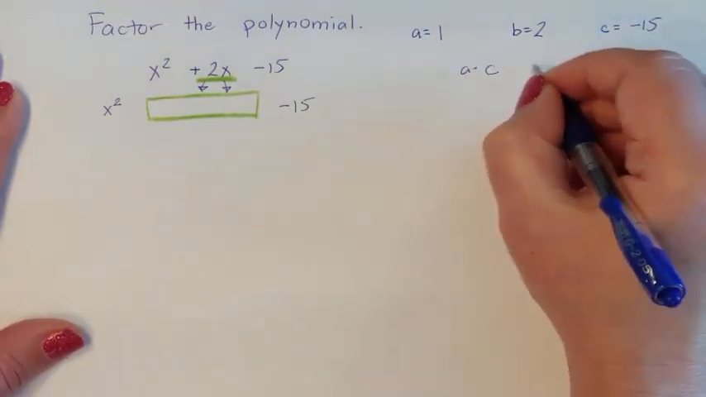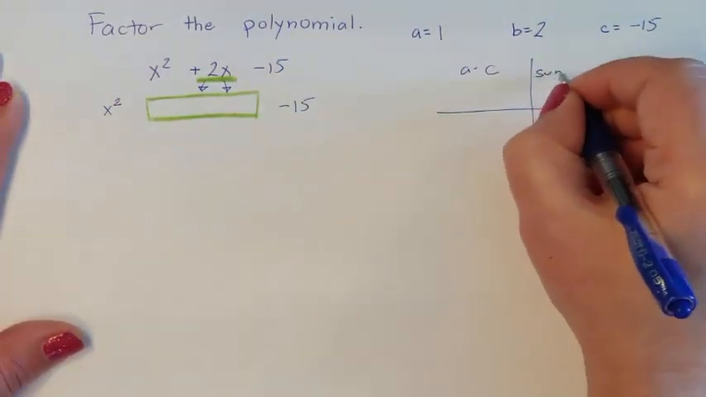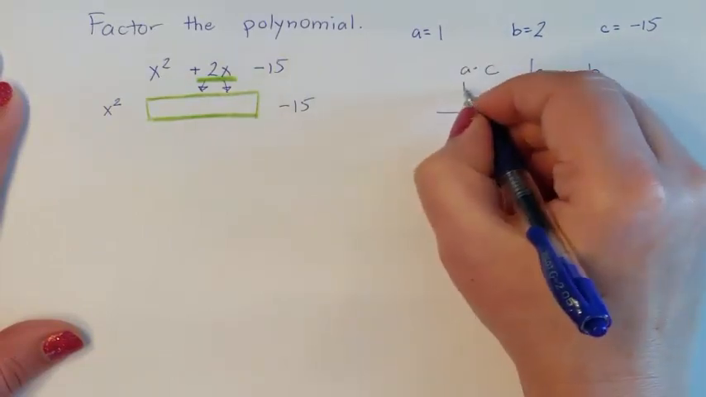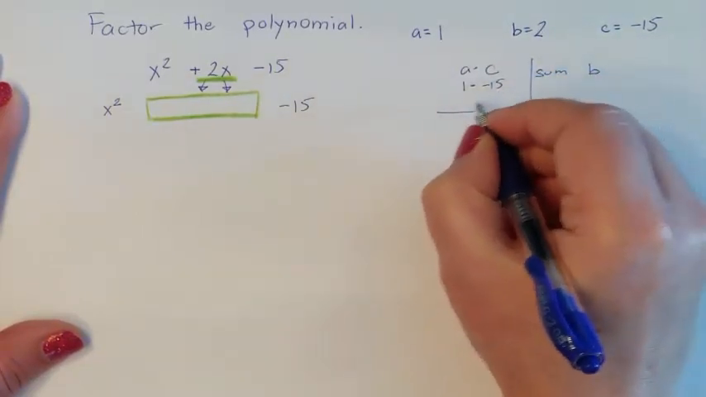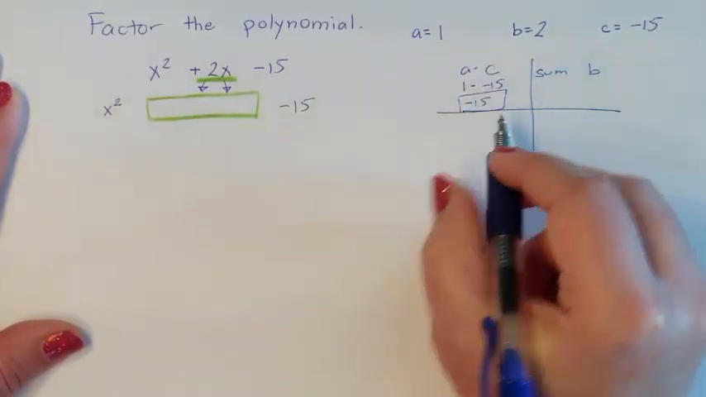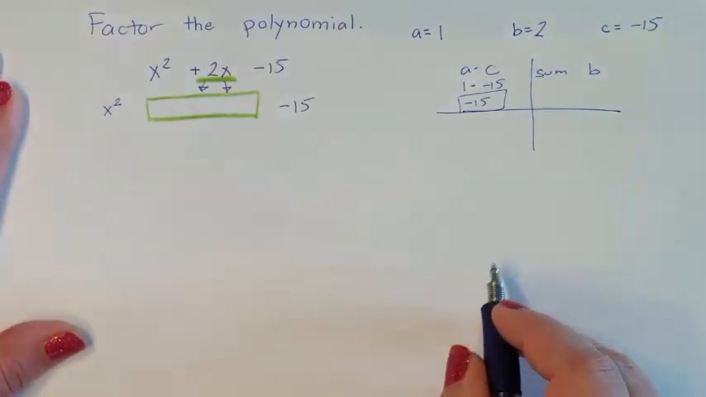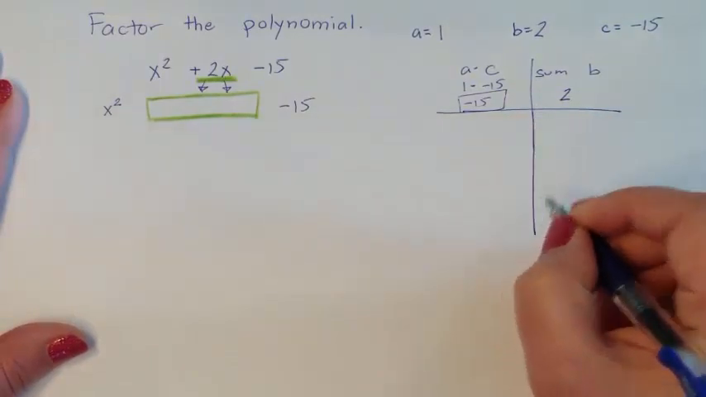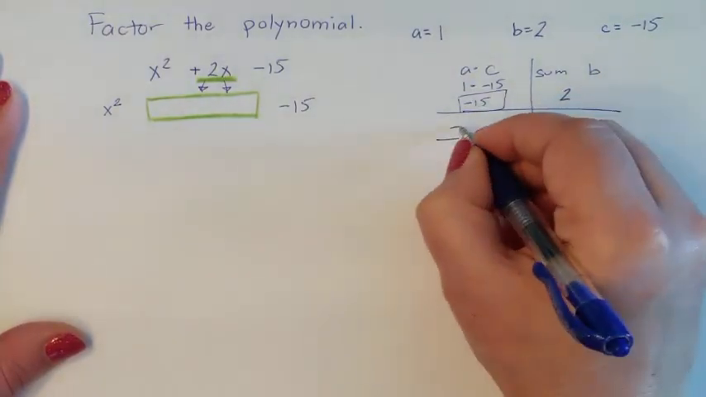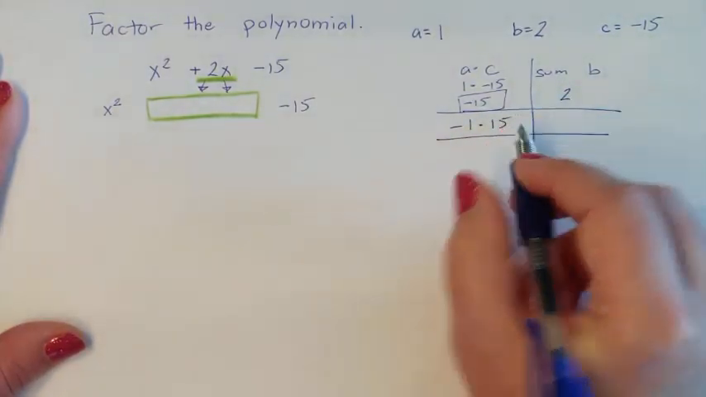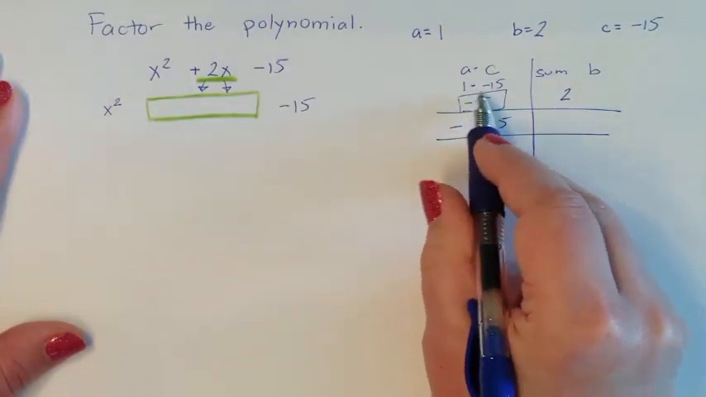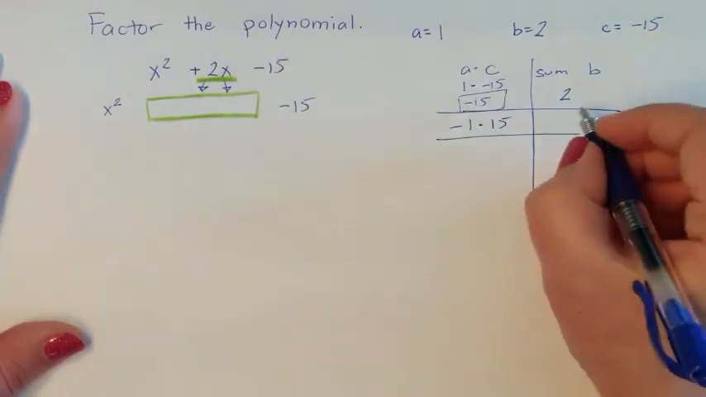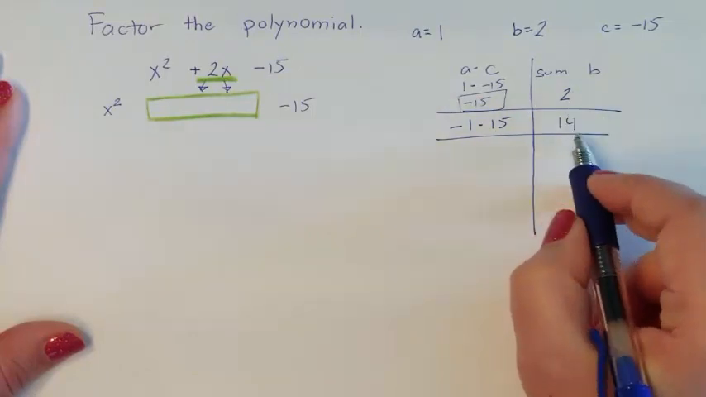So we need to do a times c, and somebody better add up to b. So a was 1, c was a negative 15. So we're trying to figure out what two numbers multiply to give me negative 15, but when I add them together, I end up getting b, which was a 2. So start with 1. I know that negative 1 times 15 is going to multiply together to give me the negative 15, but if I add these two numbers together, I get a 14, not the 2 that I needed.